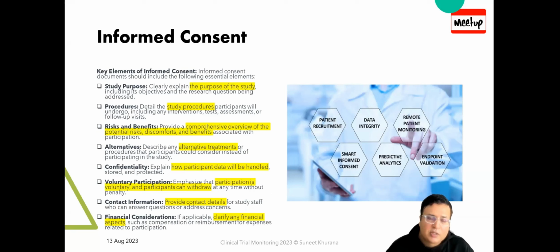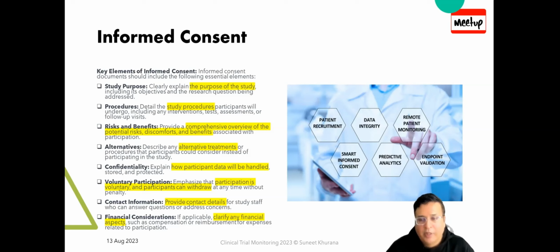Now, these are the key elements of informed consent. Every coordinator who gives informed consent to the patient should make sure that the purpose of the study is explained, and the procedures: what the patient will undergo when they are on the study, like what the schedule of visits will be. The risks and benefits involved in participating in the study should be mentioned. What are the alternate treatments if they don't want to participate in this study for this treatment? What are the options available for them?